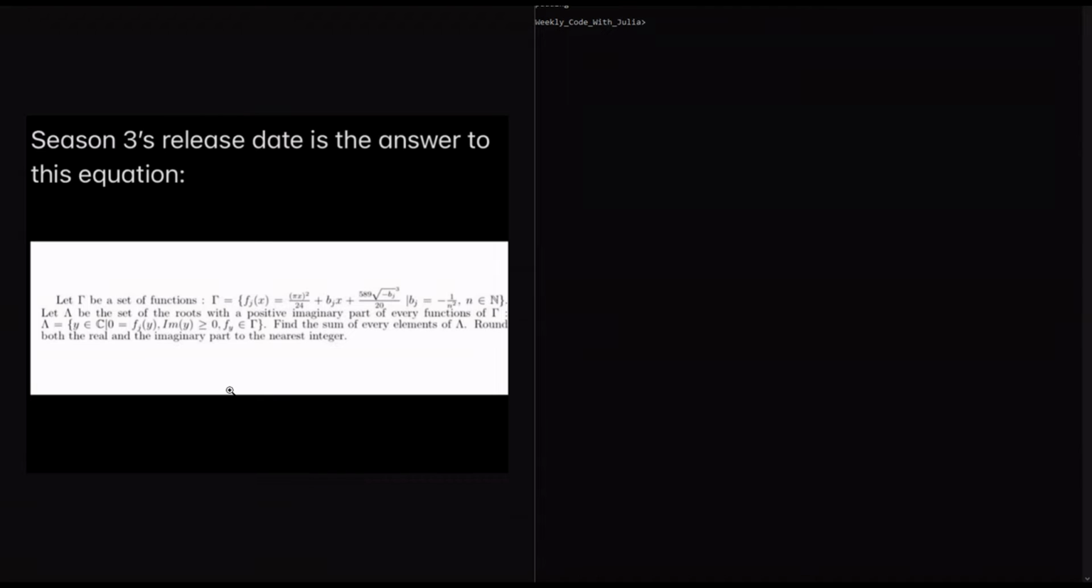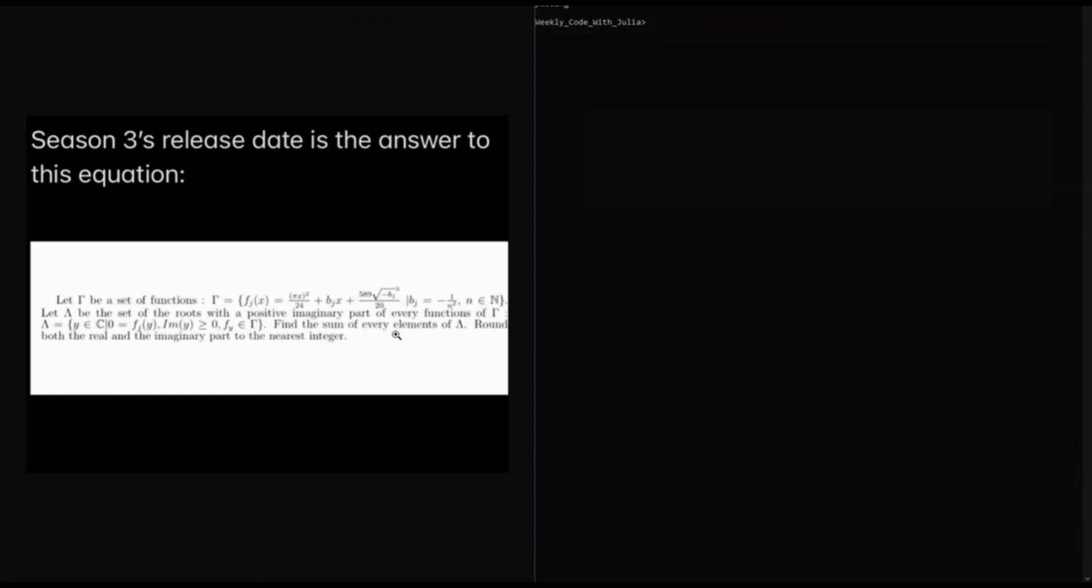Let A be the set of roots with a positive imaginary part of every function of tau. A equals y being an element of complex numbers, 0 equaling f of j of y, imaginary y being greater than or equal to 0. Of course, that's how roots work. F of y being an element of tau. It's just a basic explanation of what it just said. Find the sum of every element of A. Round both the real and imaginary part to the nearest integer.